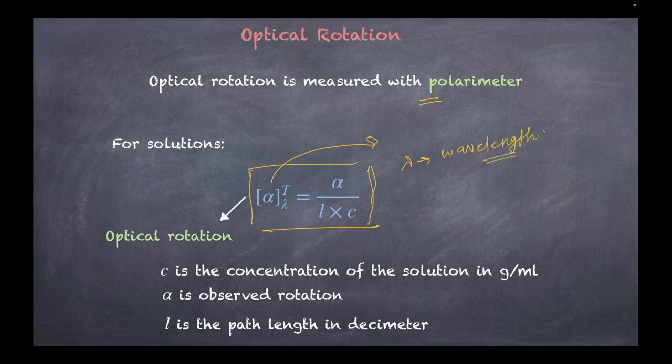Now let's say we use the sodium D light, which is commonly used. For sodium D light, the lambda is 589 nanometer, and the superscript T is the temperature of our solution.